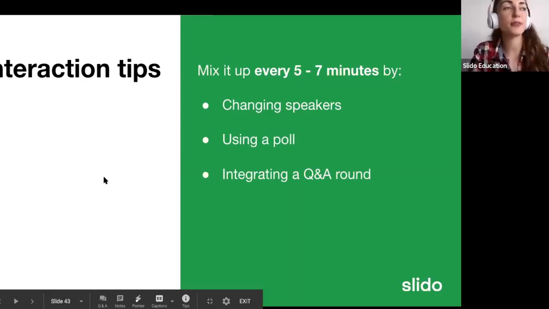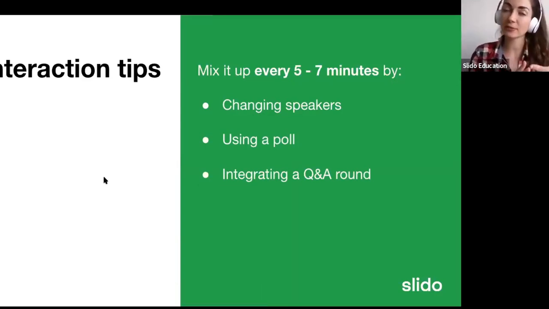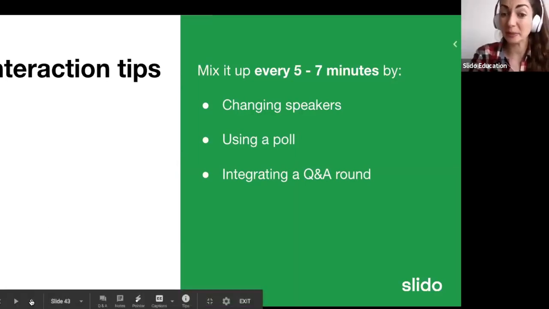You can also integrate a Q&A round. So for example, if you have three big topics that you are presenting about, it's really great to split it into three different Q&A rounds. So after the first topic is delivered, then you ask people to submit their questions and you can talk about the first topic. And this is how you actually split your content into three big pieces, and this is how you insert the engagement with the audience into each of those content pieces.